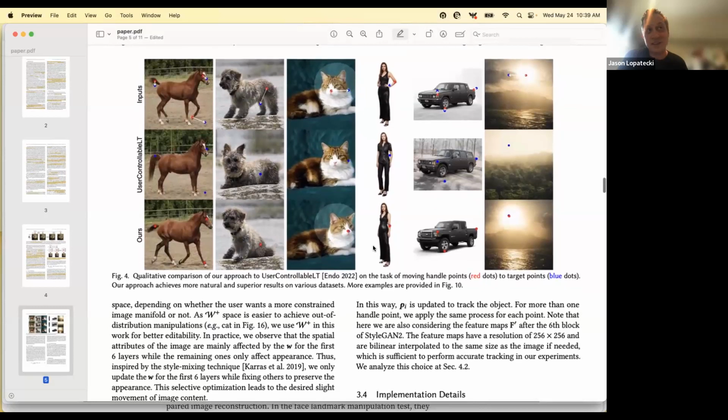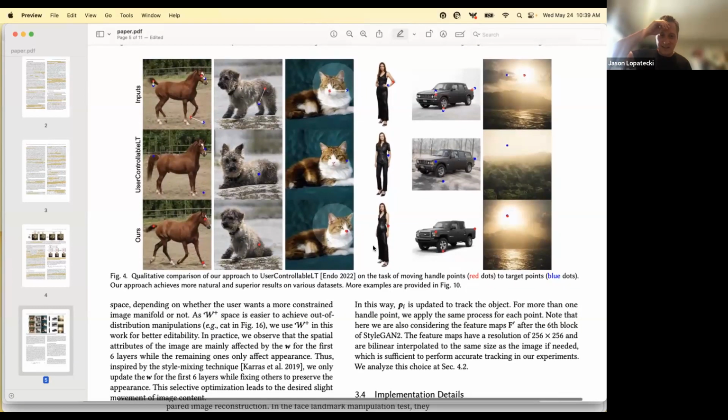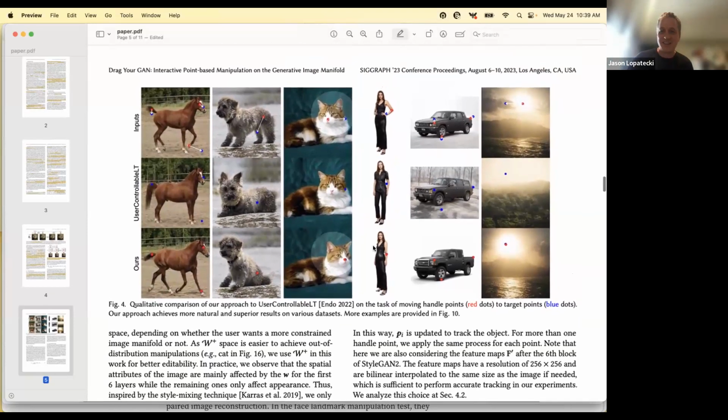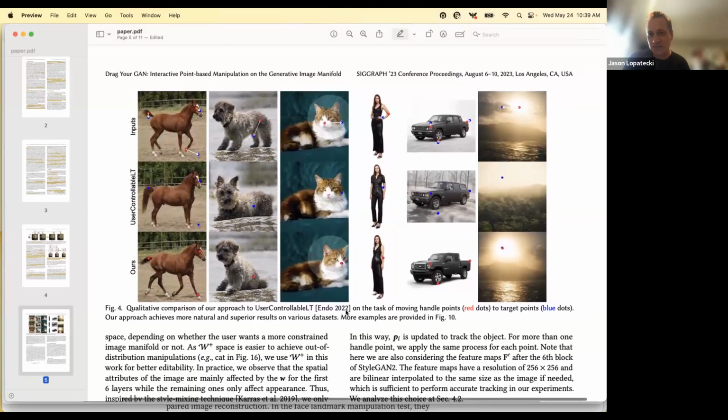So the question is about 3D. If there are 3D modeling models, could you use this for those? I think you absolutely could. The way this works, it almost moves a model of a 3D object through your 2D image. That's a little bit of what's happening here.